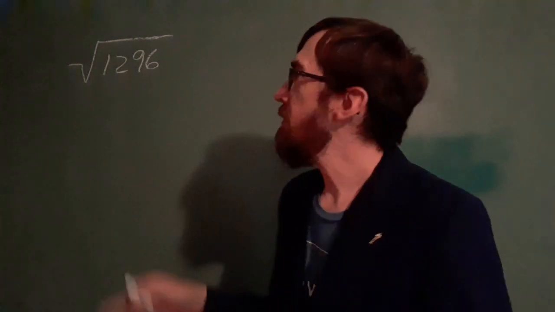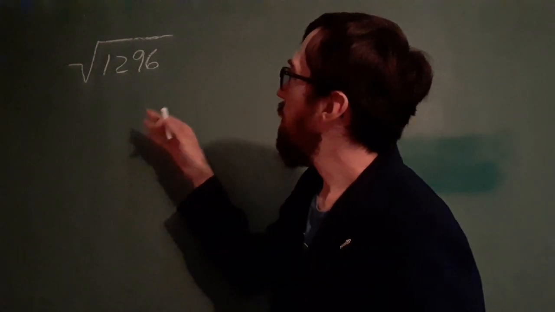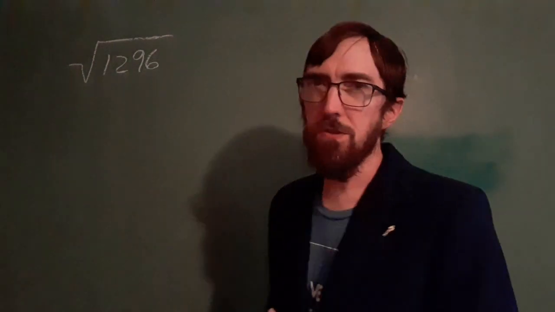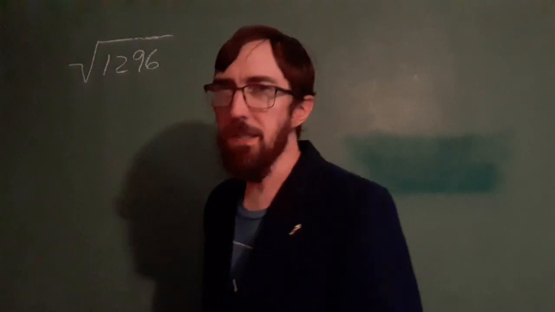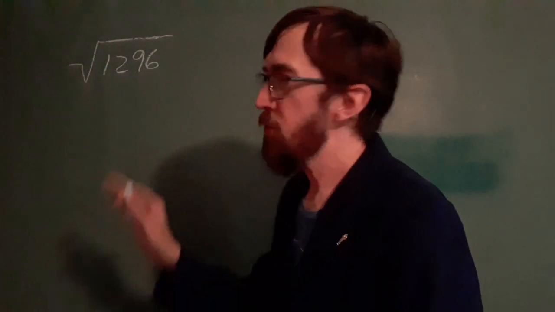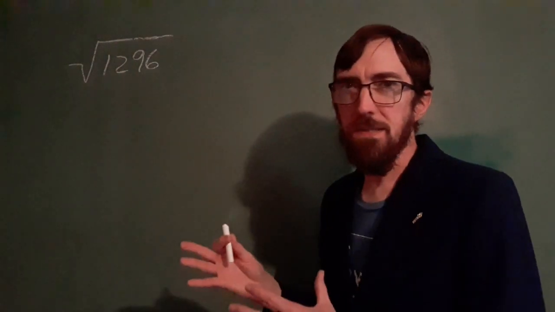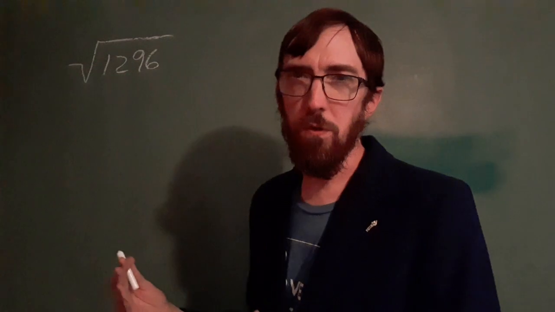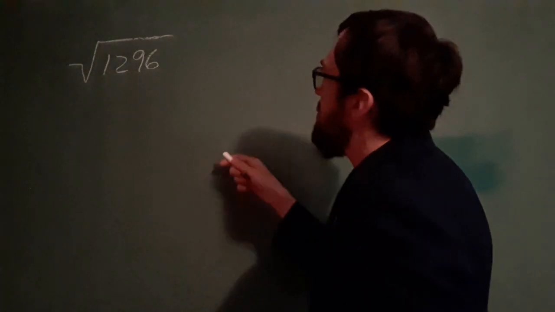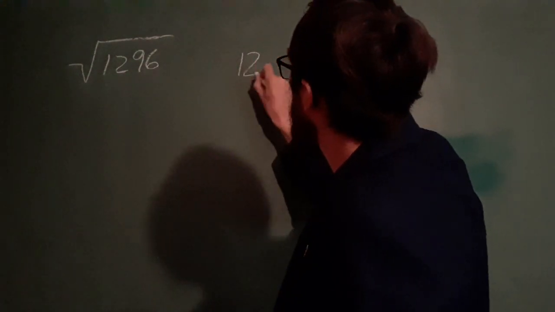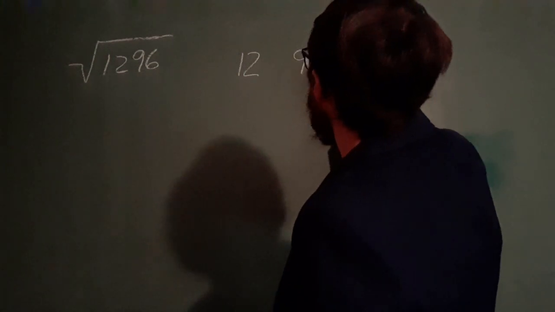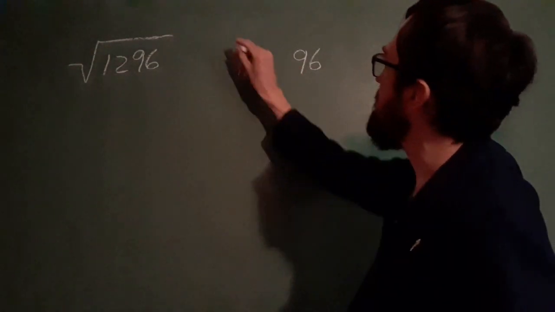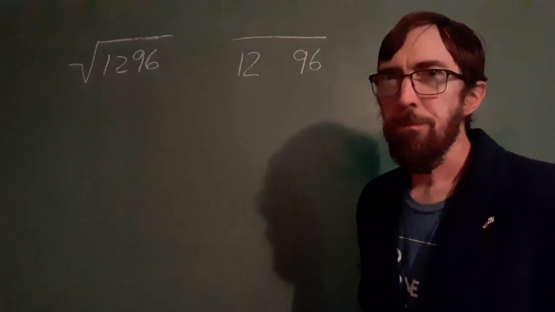When I first learned to do this, we used apostrophes to group this, but I'm going to use a different technique here. Your first step is to group your numbers in sets of 2. If you're missing a number to have a set of 2, you're going to fill in a 0 with that. So just over to the side, I'm going to write 1296. I just get a little space between those, and I'm going to put a line above it.